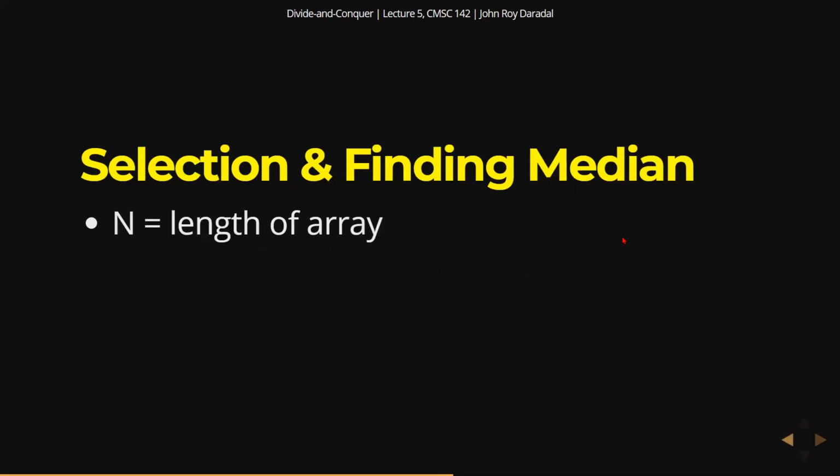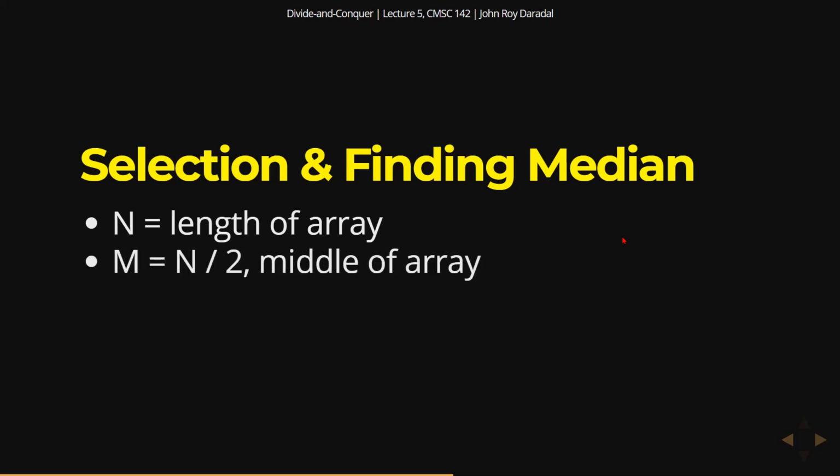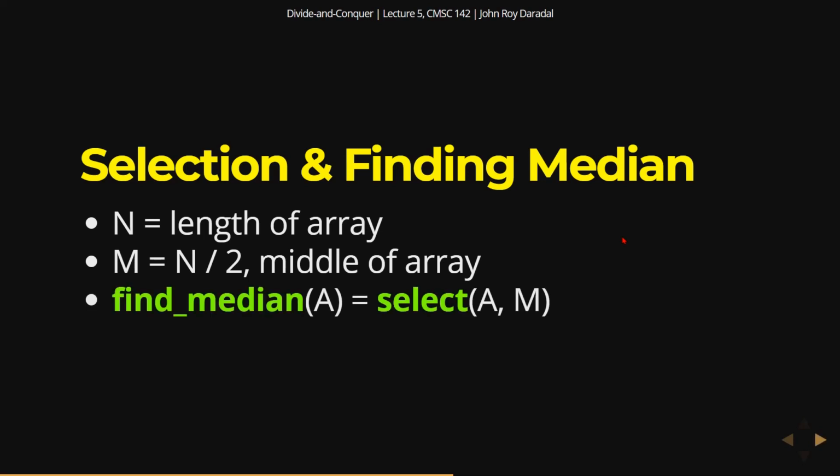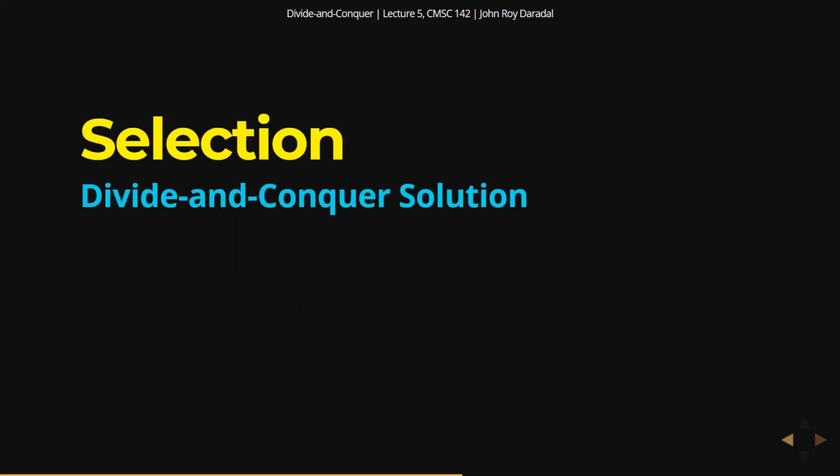Now how will we use this to find the median? Well, if n is the length of the array and we let m be the middle of the array, n over 2, we will just reduce finding the median of A into selecting from A with m being the k. So the mth smallest element, meaning the middle of the array. We can just use this more general version of the problem so that it's more multi-purpose, right?